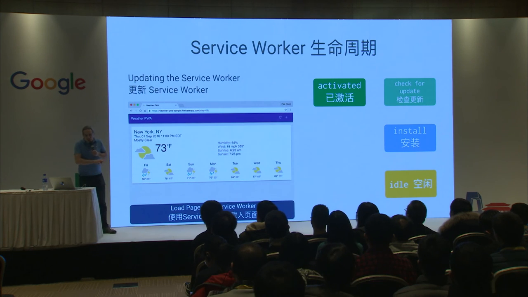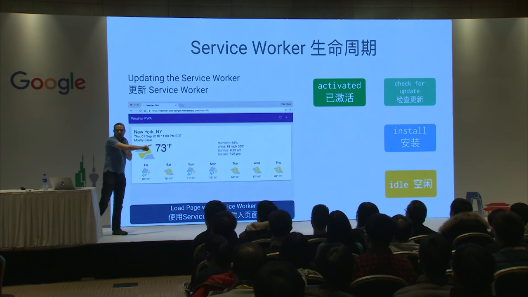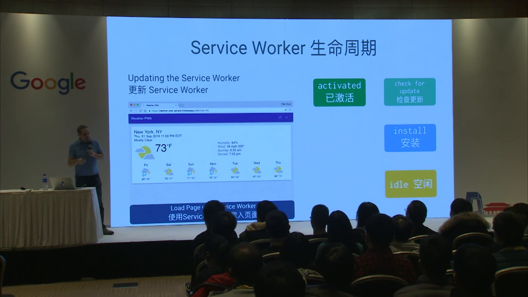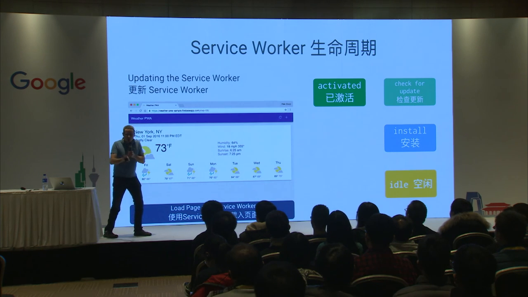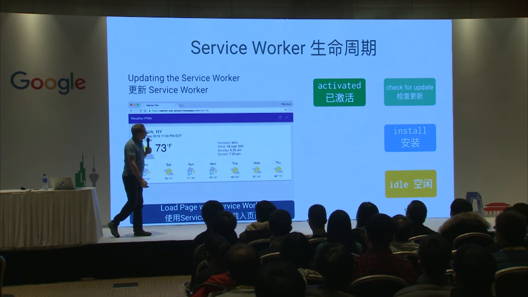Now, you can tell that second service worker to take control immediately if you want. And with two APIs, one called self.skipWaiting and the other with self.clients.claim. But you should use those cautiously.